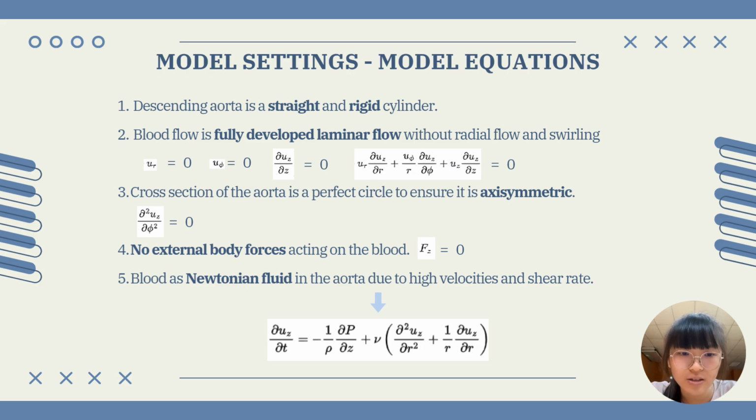Third, the cross-section of the aorta is a perfect circle to ensure it is axisymmetric. The fourth one, no external body forces acting on the blood. Lastly, blood is Newtonian in the aorta due to high velocity and shear rate. So we will get a final equation as shown below.